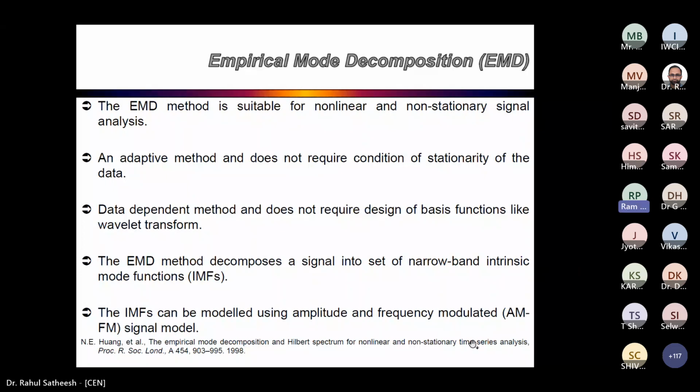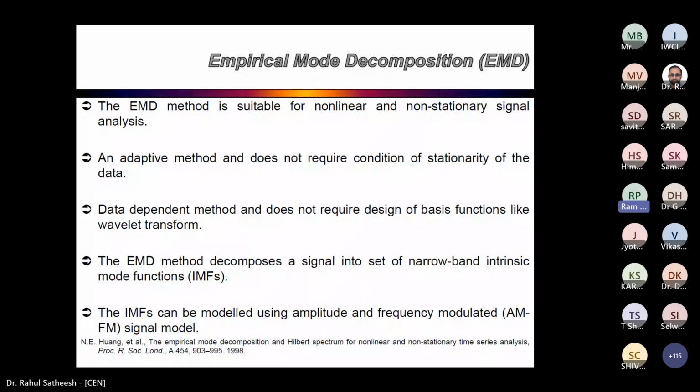As we have already seen, the EMD method has been used here for the analysis. It is suitable for nonlinear non-stationary signals, and is an adaptive method that does not require any condition of stationarity. Whatever signal you give, it will decompose it into a set of IMFs, and it does not require the design of a basis function like the sinusoidal function in Fourier transform, or wavelet transform. The EMD method can decompose a signal into a set of narrowband intrinsic mode functions, IMFs. And these IMFs can be modeled using an AM and FM signal model.